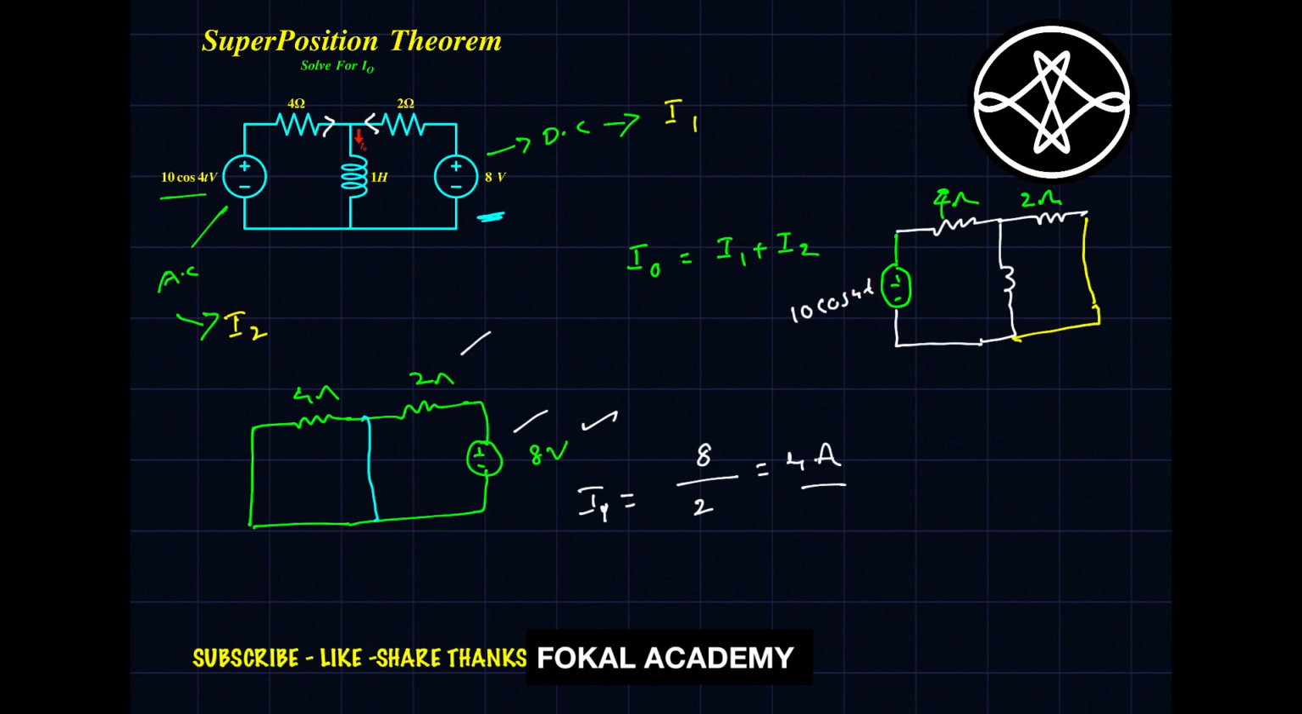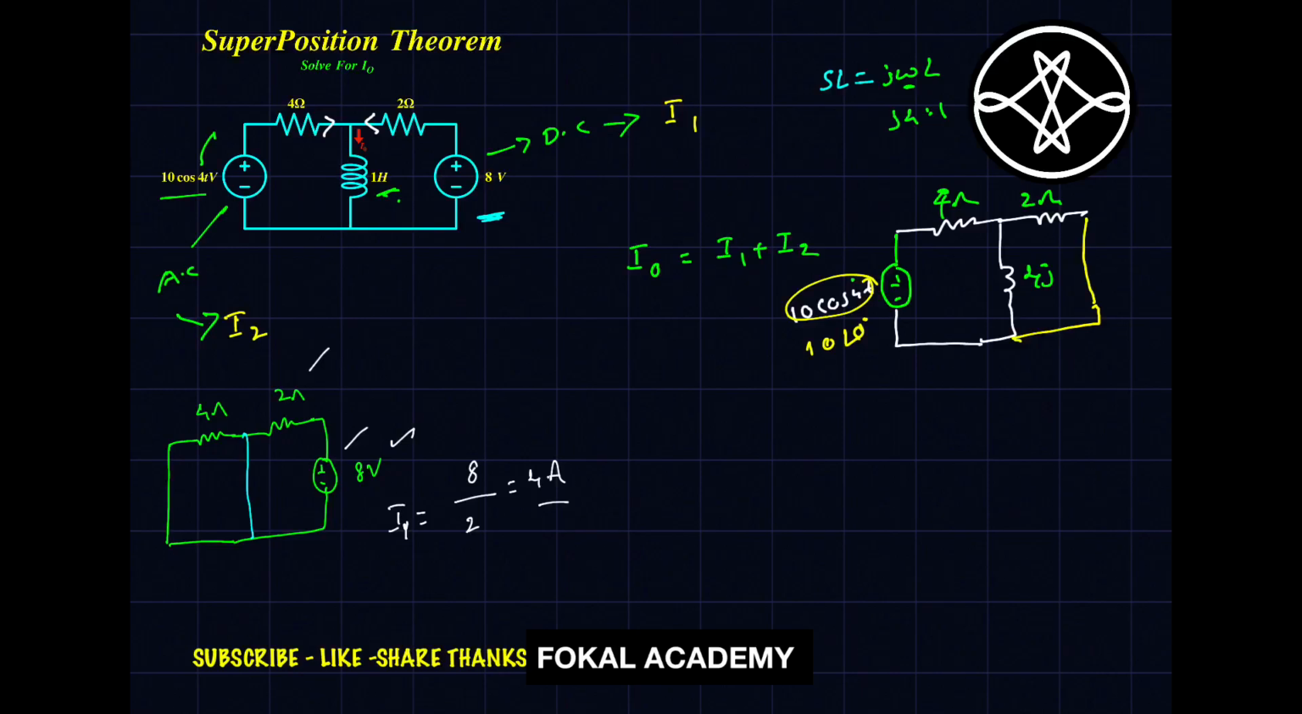Convert this into the frequency domain for easy simplification. The amplitude is 10 and the phase angle is 0, so 10 with phase angle 0. Resistance is nothing but impedance only. For the inductor, 1 Henry is given, so the impedance is sL, where s means j omega, times L. L is 1 Henry, and omega is 4 from cos 4t. So j4 times 1 is 4j.